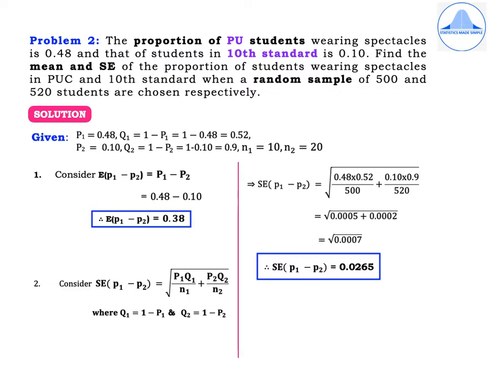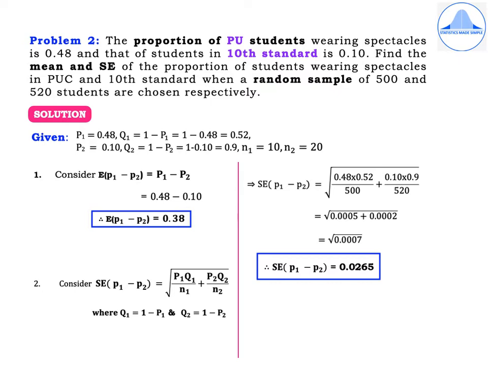For the first subdivision, let's first find out the mean of the difference of the sample proportions. So consider expectation of P1 minus P2, which is equal to capital P1 minus capital P2, which is equal to 0.48 minus 0.10. Therefore, expectation of P1 minus P2 is equal to 0.38.